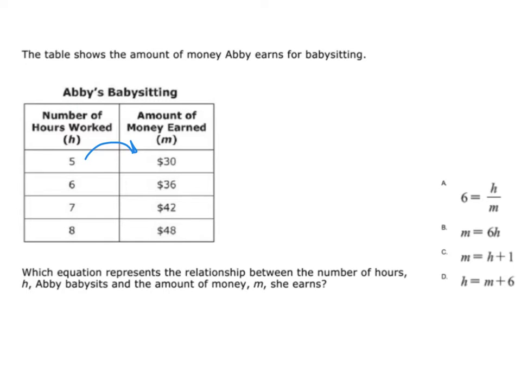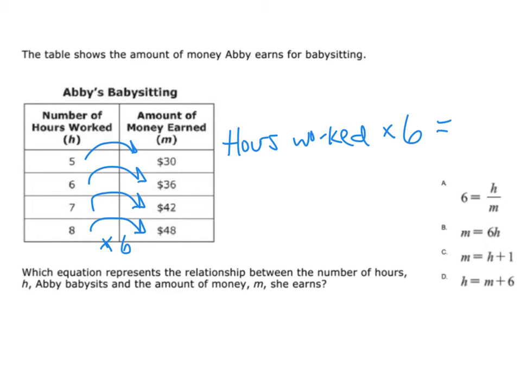So from the left side to the right side, how am I getting from 5 to 30? Or from 6 to 36, 7 to 42, and 8 to 48. Well, if you're looking at all of that, then you should notice a pattern of the left side getting multiplied by 6 to give us the right side. So in other words, the hours worked gets multiplied by 6 to give us the amount of money that she's making.